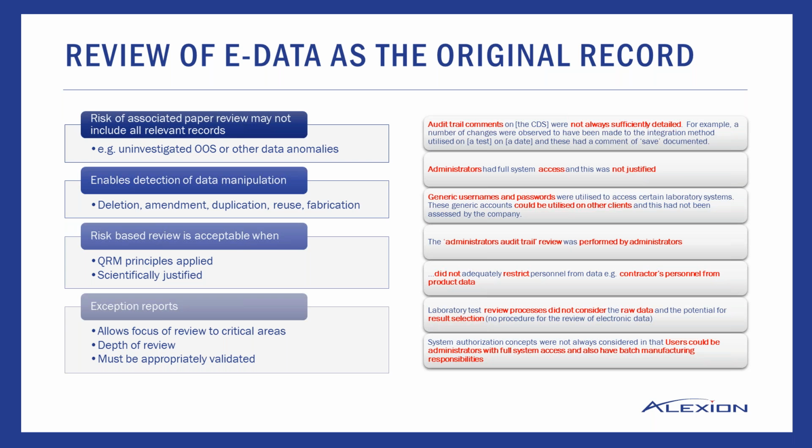The next point is really the process did not adequately restrict personnel from data. So there may be somebody doing performance checks or PMs on some equipment, but they had access to the product data. So the question will be asked: why does somebody performing maintenance on a system need access to that data? And if they don't, then they shouldn't have it.